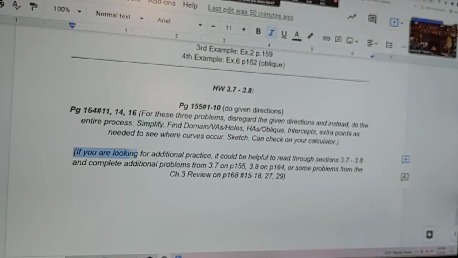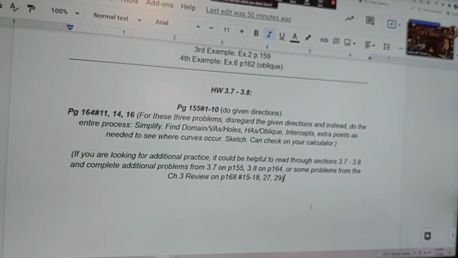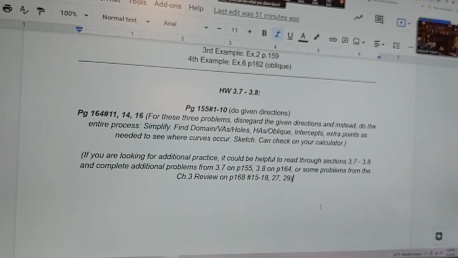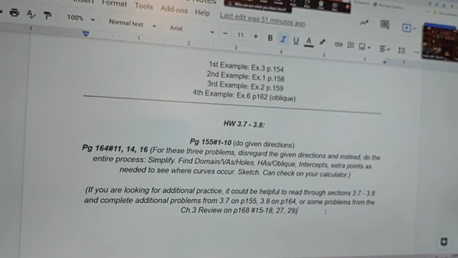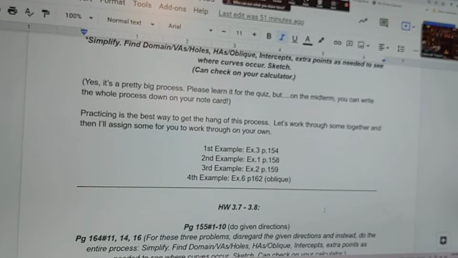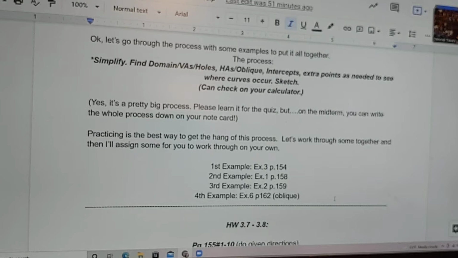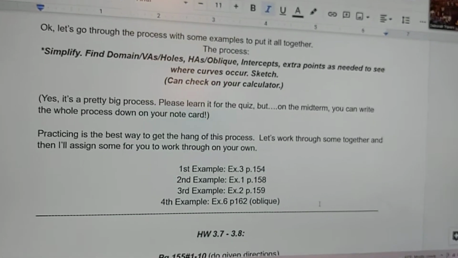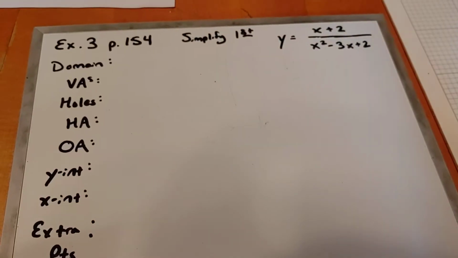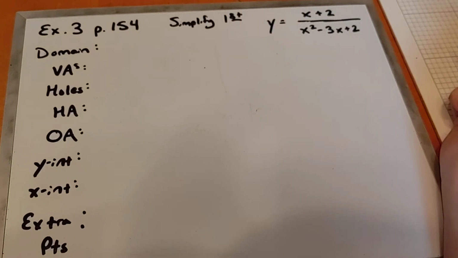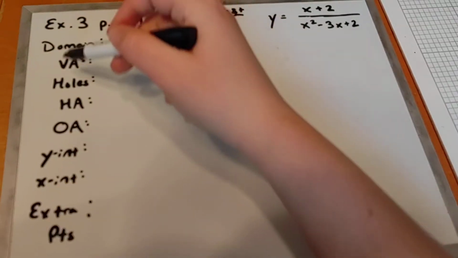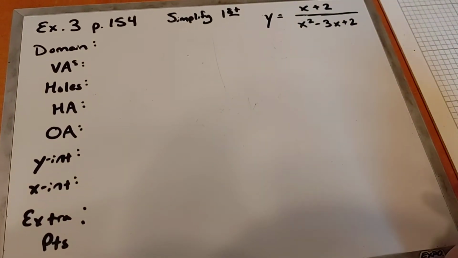I listed a whole bunch of areas you could go for extra problems in the textbook if you need extra problems in this section to really get good at going through the process. But let's jump on our whiteboard and start working through some of these examples so we can make some headway. And here is our first example. You might want to pause the video and make yourself a list of all the info you're going to need. It'll really keep you organized.